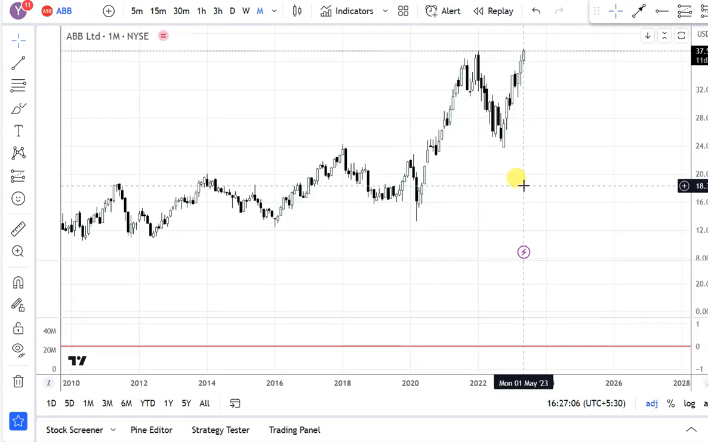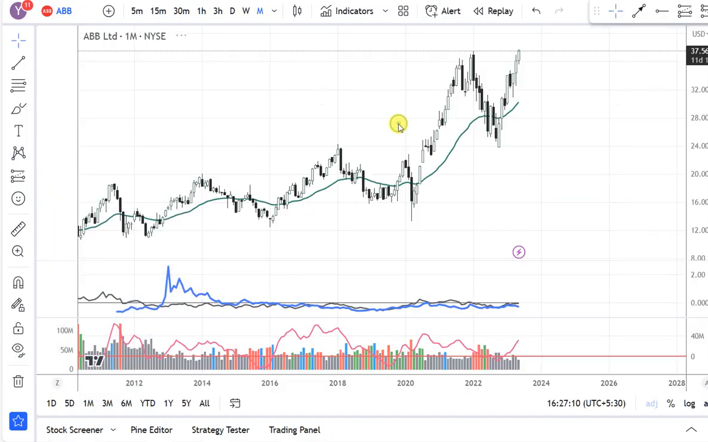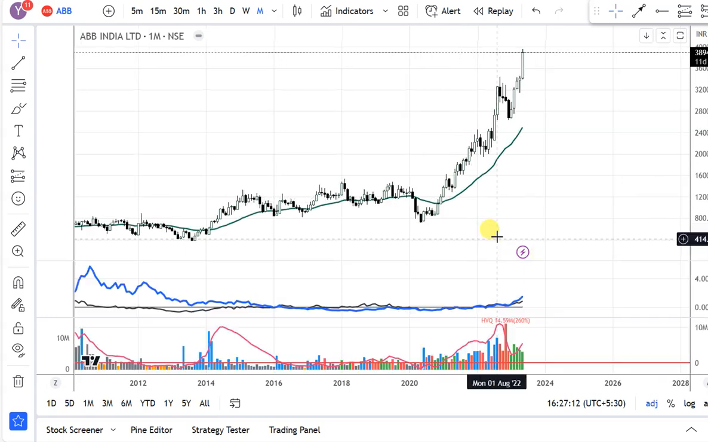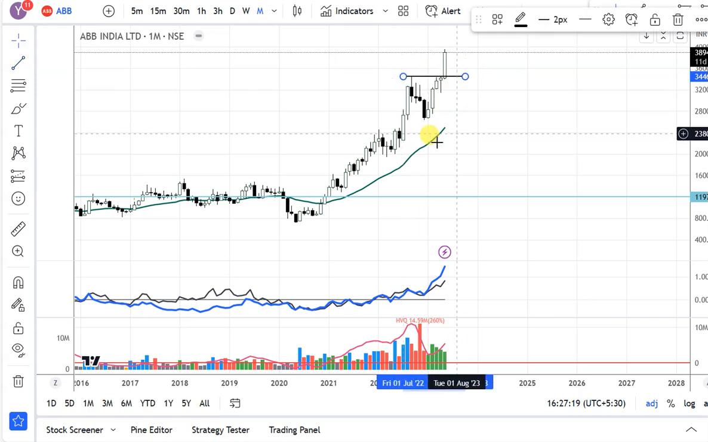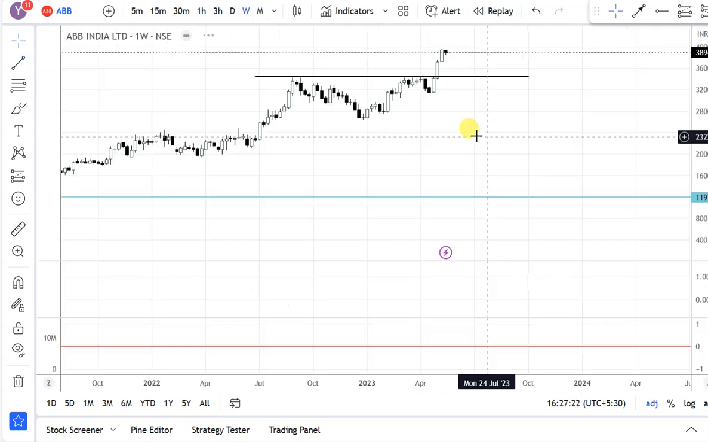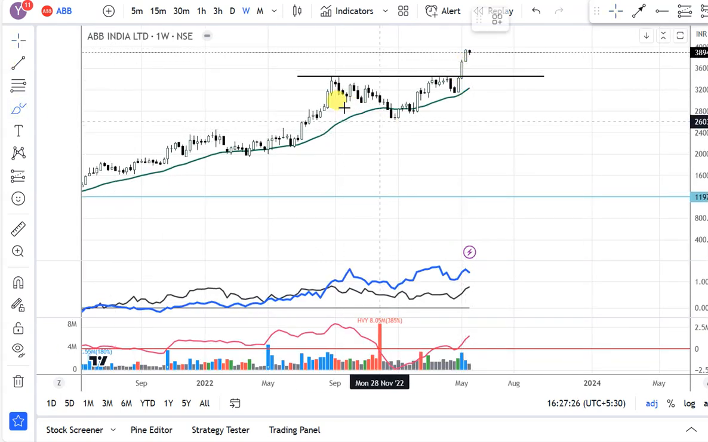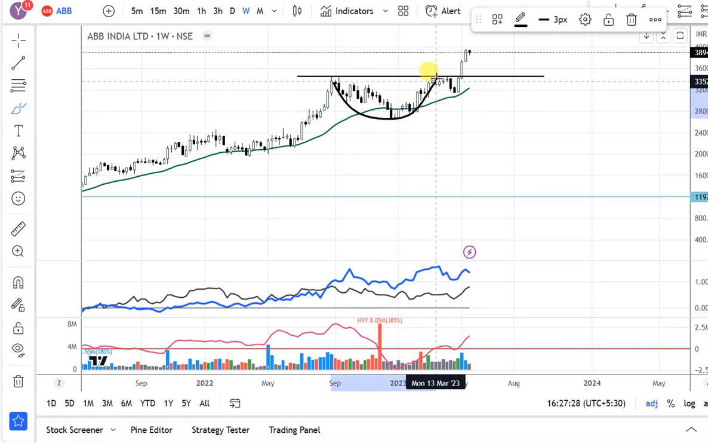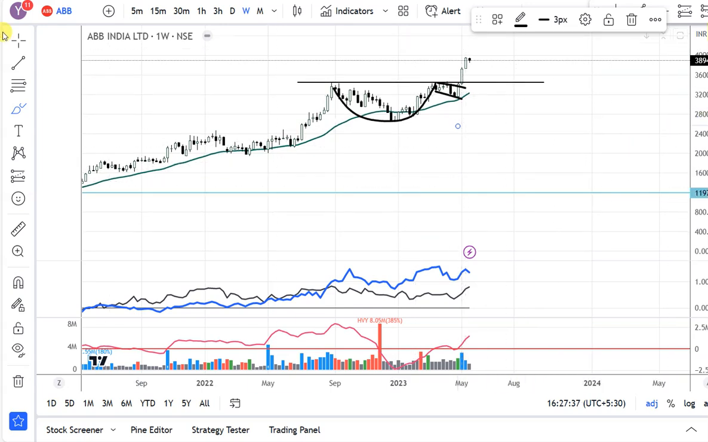Now, ABB is by mistake abroad. See, this is a beautiful stock. It has given a wonderful breakout on the monthly time frame. Let's see what is happening on the weekly time frame. On the weekly time frame, it has given a wonderful cup and handle breakout. Now, what is this 3,894? We will not immediately buy this.